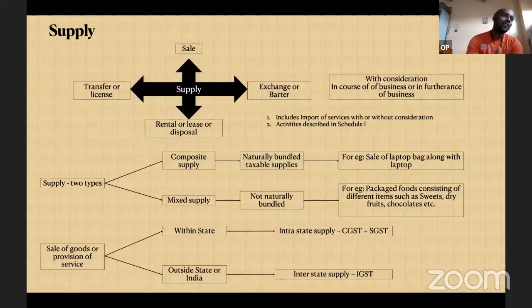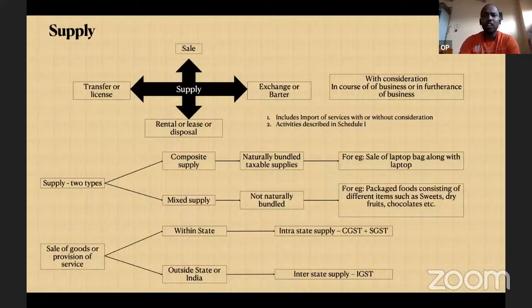But just for the sake of understanding and illustrating to the taxpayers and stakeholders of GST law, it has provided 5 to 6 items which can be termed as supply. So let us understand each item one by one. Sale. Any person selling goods to any other person will become a supply, which is very easy to understand.